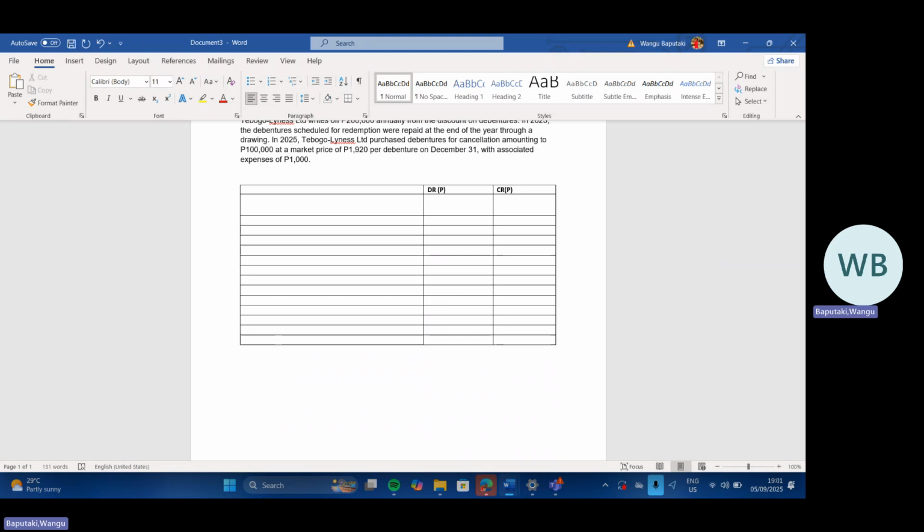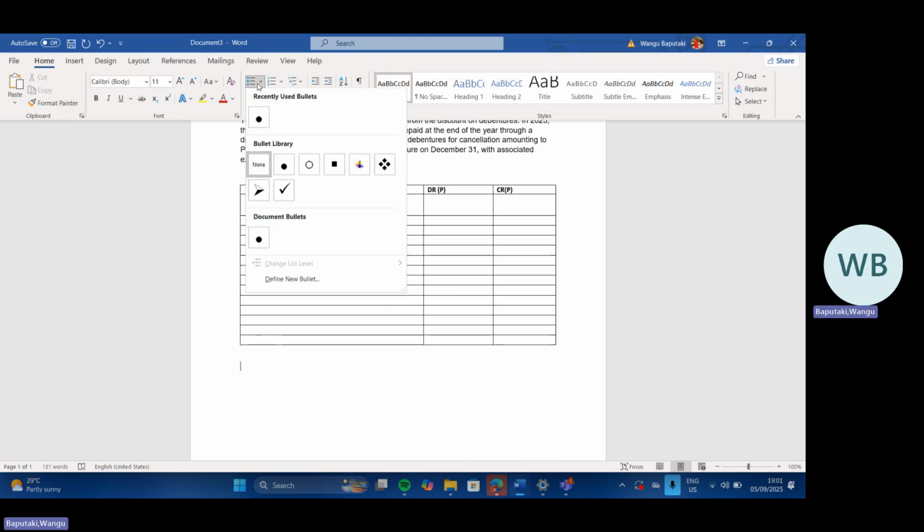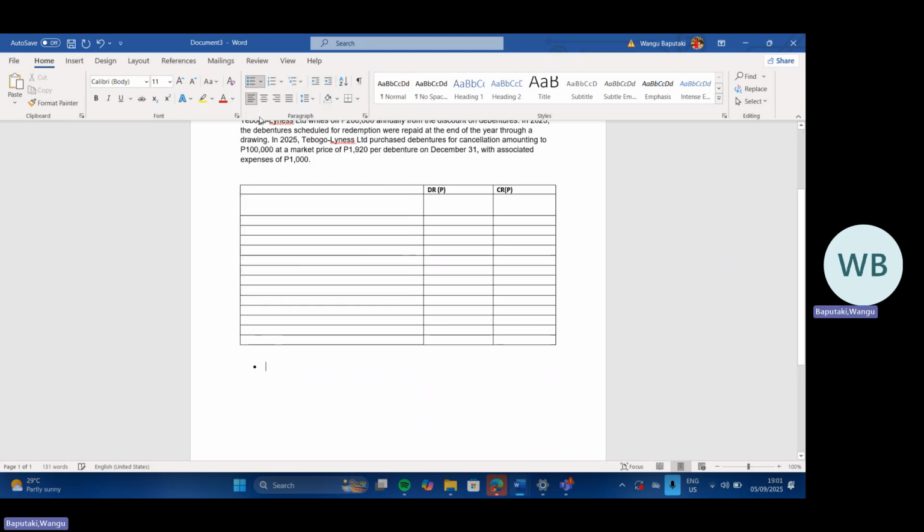So a 10,000 debenture was issued at 10%, at a par value of 2,000 per debenture, and it was issued at a price of 1.9. And in 2023, there was a redemption of 500,000. Let me write the workings down here.